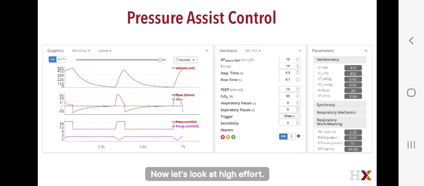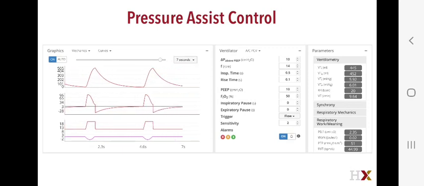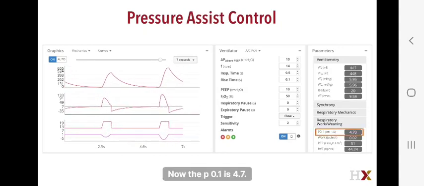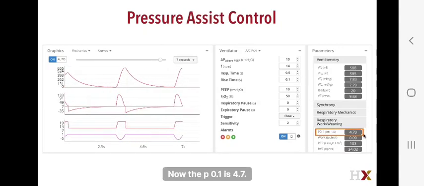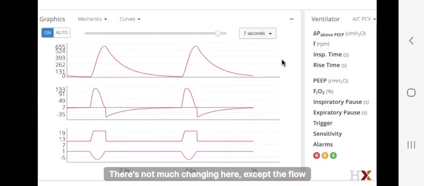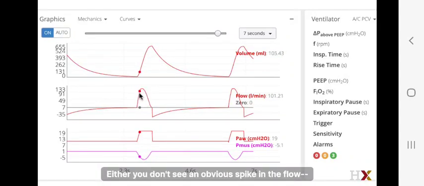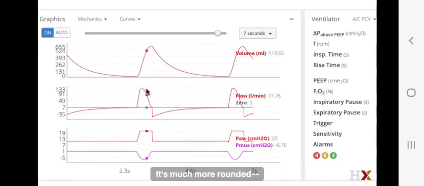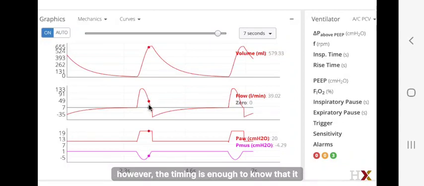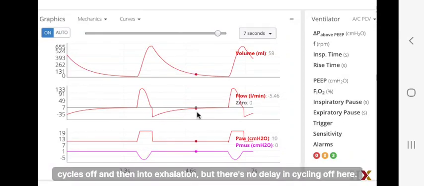Now let's look at high effort. Now the P0.1 is 4.7. There's not much changing here except the flow has become more rounded at its peak. There's much less of an obvious peak to the flow and the deceleration is normal. However, everything seems more rounded. This means the patient is doing more work. You don't see an obvious spike in the flow. It's much more rounded. However, the timing is enough to know that it cycles off and then into exhalation, but there's no delay in cycling off here.